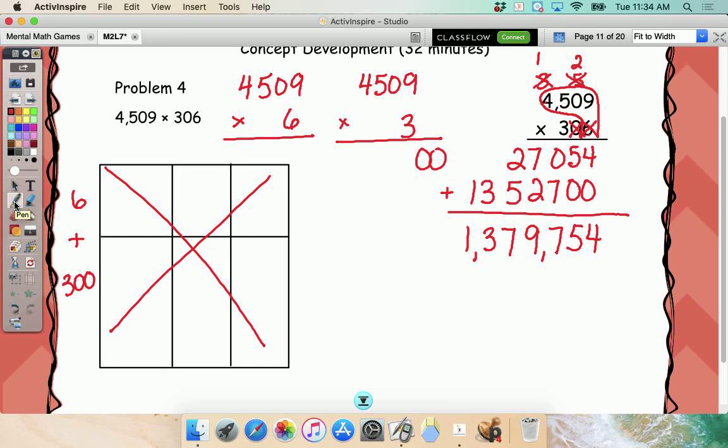Okay, let's say this number. 1,379,754. Now you know how to do 3 by 3 multiplication, and what's one of the main goals in 5th grade? 3 by 3 multiplication. Congratulations. We're going to keep practicing it tomorrow. Okay? Good job, Block 3.